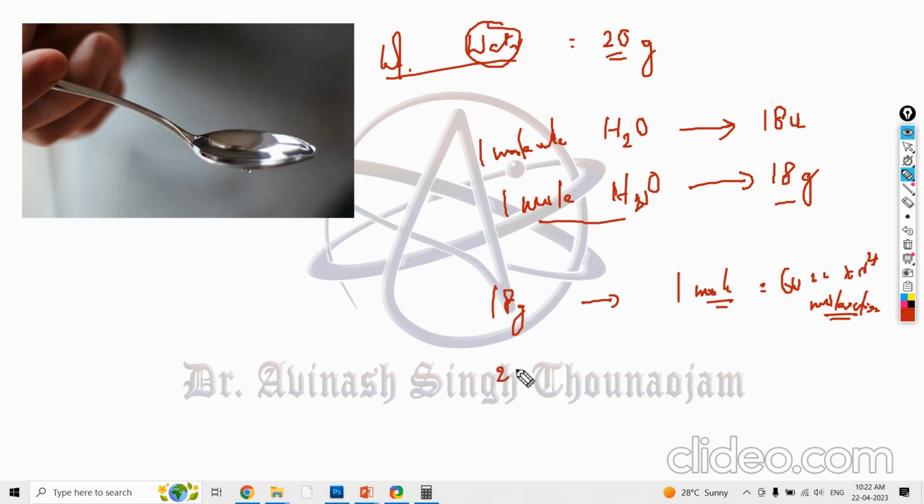See, this will be 20 divided by 18 moles. So it is 1.11 moles of water.